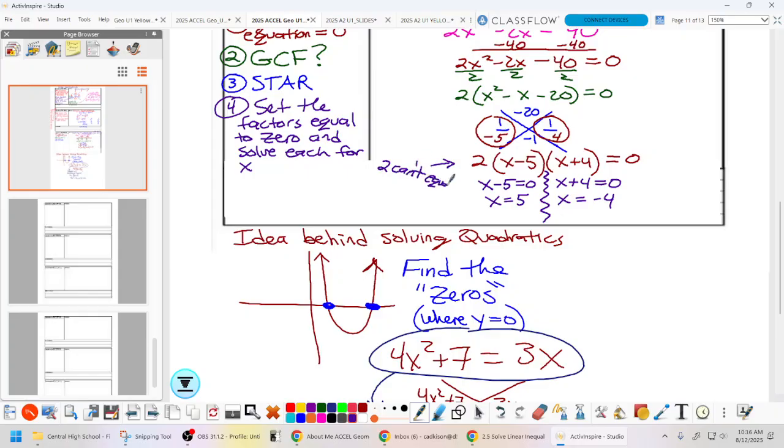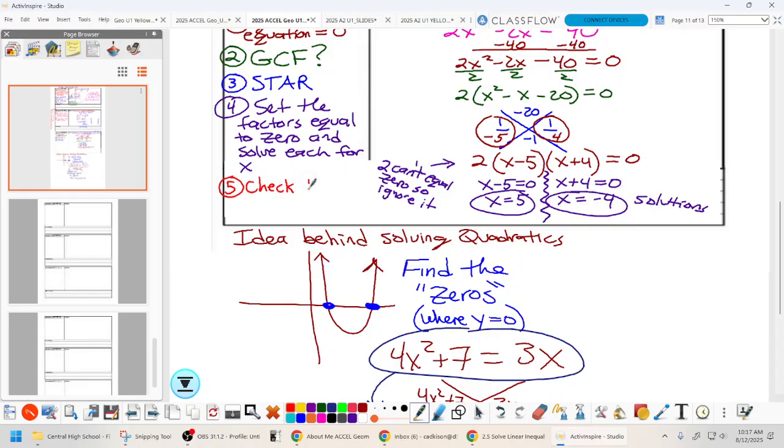Okay? And then I'm going to write here, just for this particular example, 2 can't equal 0, so ignore it. Okay, here's our two answers. Those are our solutions. Our zeros, it has a lot of names. Roots, zeros, solutions, x-intercepts, all those things.